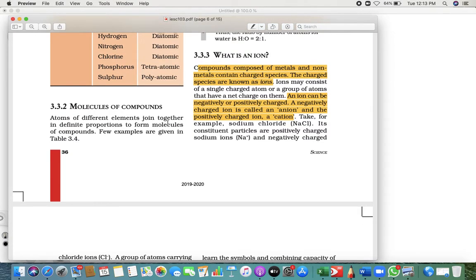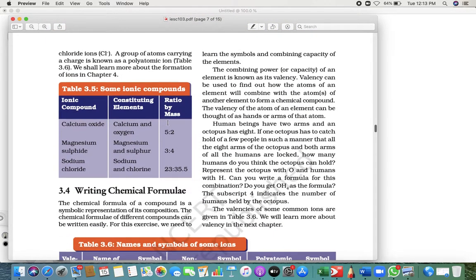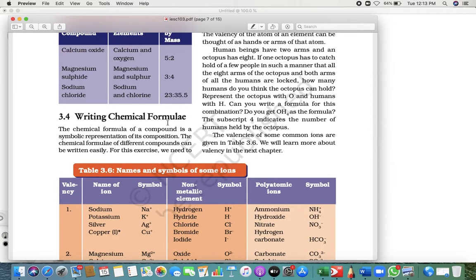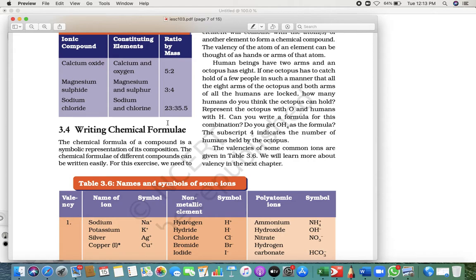So, we were talking about ions. What is an ion? A compound composed of metals or non-metals, they have charged species. The one which is negatively charged is called an anion and the one which is positively charged is called a cation. Now, what we are going to see next is writing a chemical formula. Writing a chemical formula is a big thing.